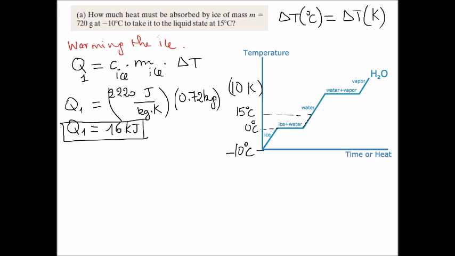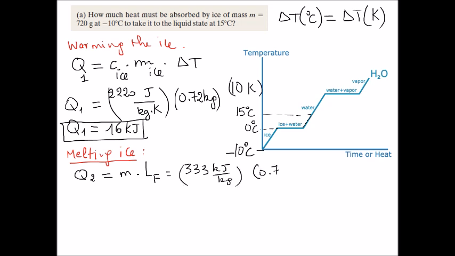So second step, phase transformation, melting the ice. Let's call it Q2. That's the mass of ice. We are melting all the ice, so latent heat of fusion. So latent heat of fusion, that's 333 kilojoule per kilogram, times 0.72 kilogram, and this gives you 240 kilojoule.